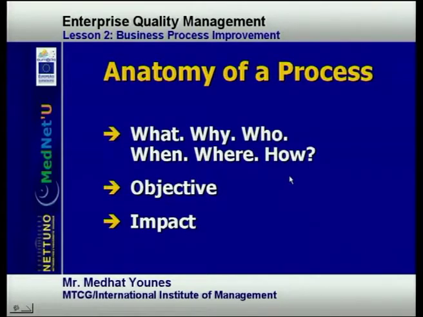So the key questions to ask are, what is the objective of the process? Is the process objective to sell, or to produce, or to control? What is the impact of the process? How does it impact the business? Does this process influence productivity directly or indirectly?